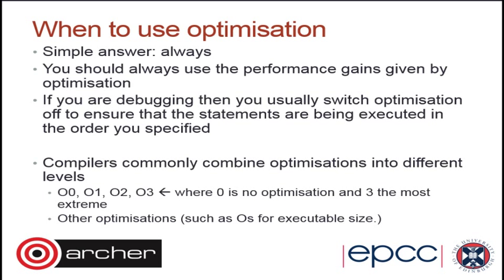And we've got a whole load of optimizations, and for simplicity, compilers combine them into different levels. So optimization level 0 is no optimization, level 3 is the maximum level. And for us in HPC, performance is the most important thing, so that's what we really concentrate on. But many compilers also give us other options for other domains as well.